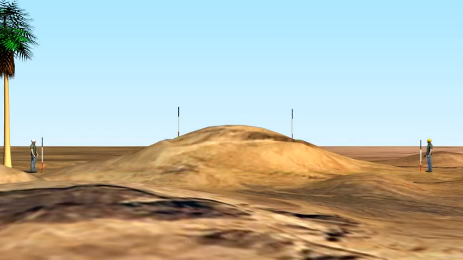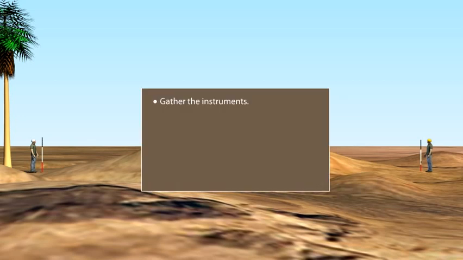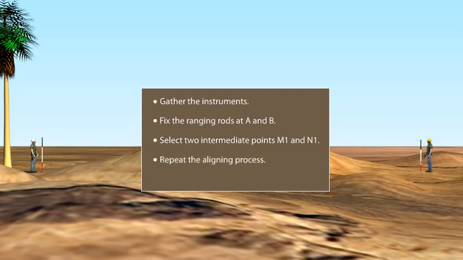Therefore, for measuring the distance between A and B that are not intervisible, you must follow these steps of indirect ranging. Gather the instruments. Fix the ranging rods at A and B. Select 2 intermediate points M1 and N1. Repeat the aligning process. Measure the length of the line AB.